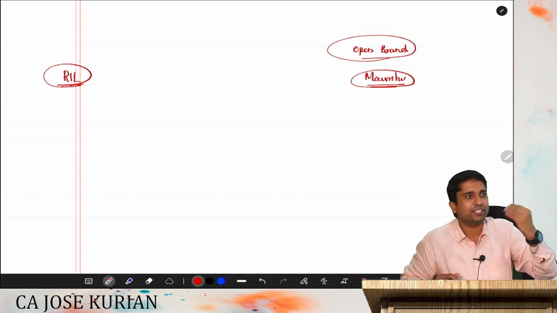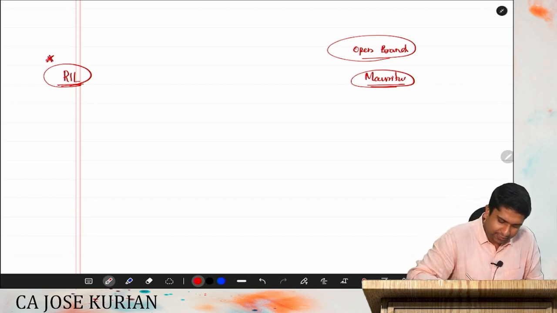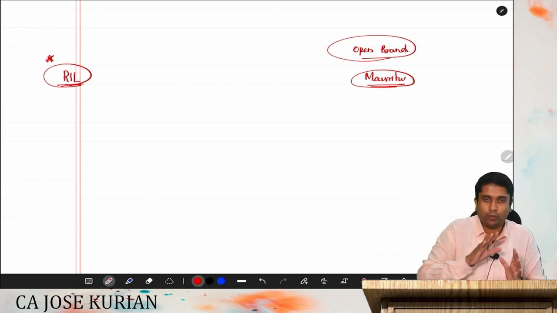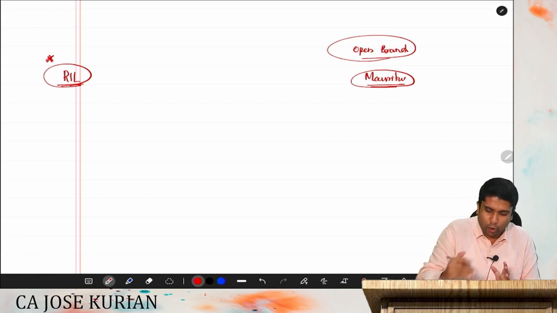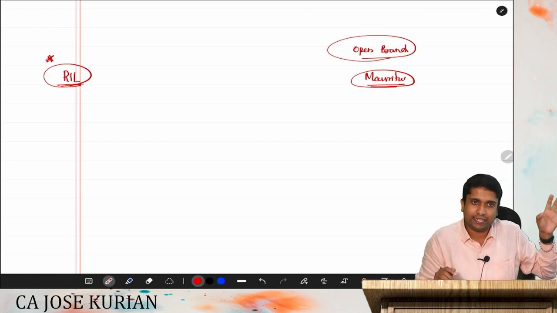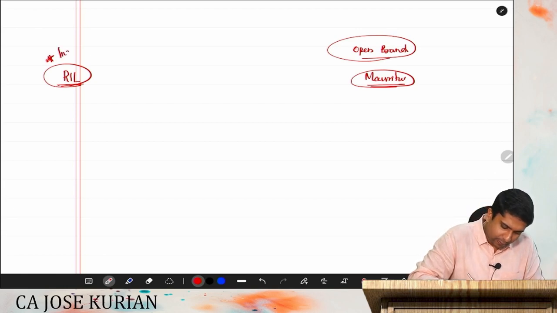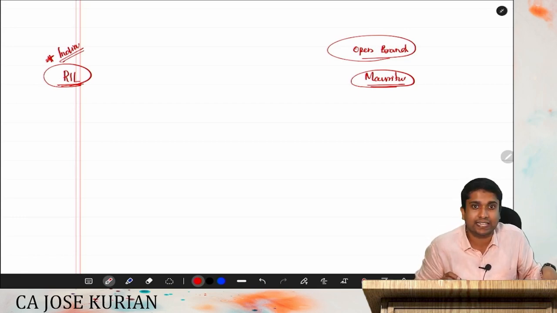Branch means an extension of their head office. So whatever decisions will be taken by Reliance Industries Limited, and it is only an extended arm, extended operations. Yes or no? If they open a branch, then that branch will be completely under the control of Reliance Industries Limited, which is in India. But there is a problem. This Reliance Industries Limited is actually an Indian resident. Being an Indian company, it's an Indian resident.